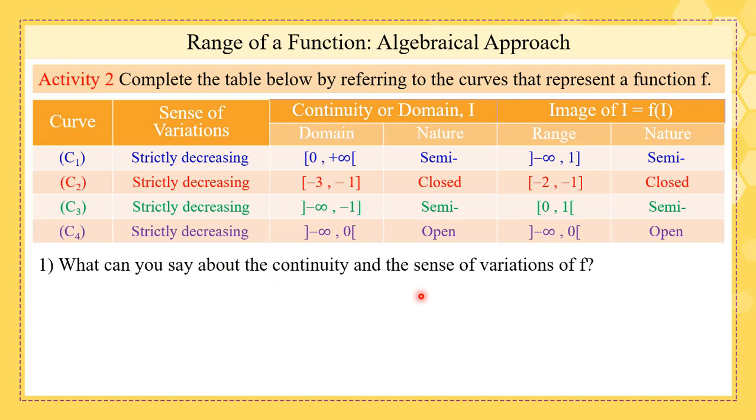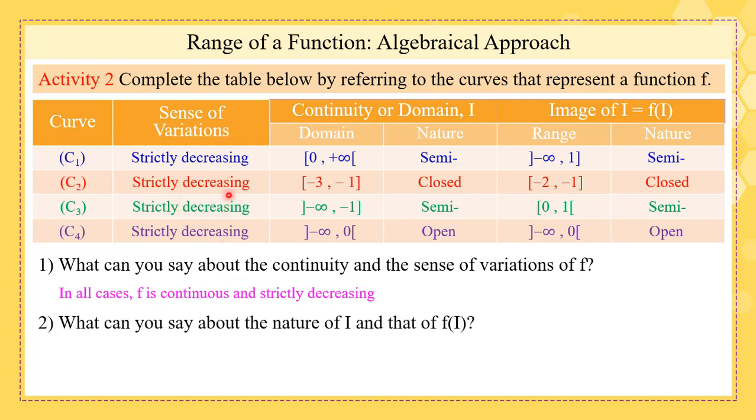Now what can you say about the continuity and the sense of variations? We can also state here that in all cases f is continuous and strictly decreasing, as you see. Let's see whether we get the same answers or not as activity 1. What can you say about the nature of I and f of I? We can also say here that I and f of I have the same nature. So if f is continuous and strictly increasing, or f is continuous and strictly decreasing, we can say that I, the domain of definition, and f of I, which is the range, do have the same nature.